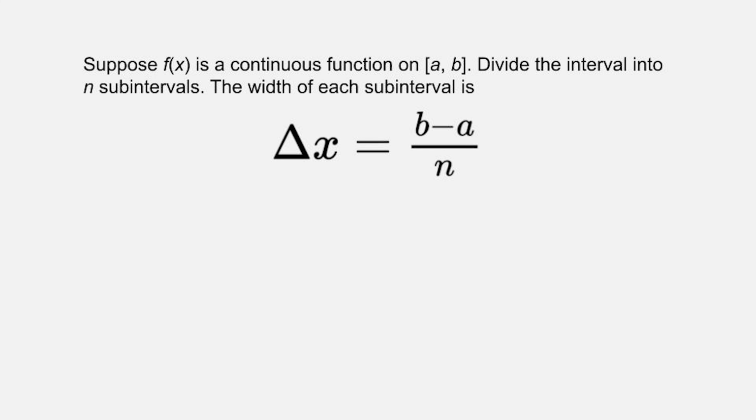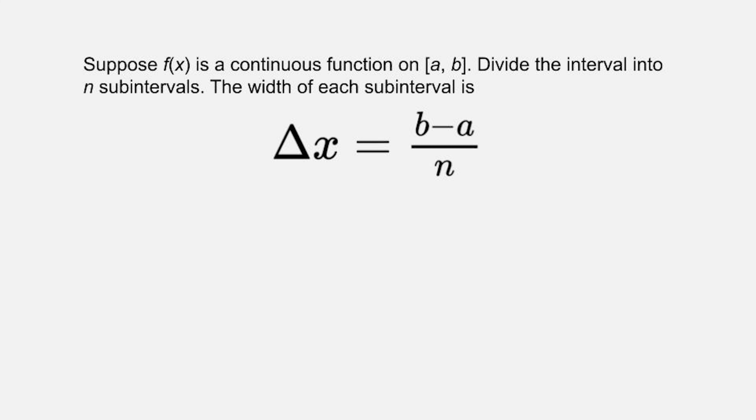So let's say that we have a continuous function on some closed interval from a to b. And we're going to divide that interval into n subintervals. You can think of n as being the number of rectangles that we're using for our approximation. And we need to know the width of each of these rectangles and the height of each of these rectangles. And the width of each of these subintervals is delta x, and delta x is b minus a divided by n. Now where did I get that from?